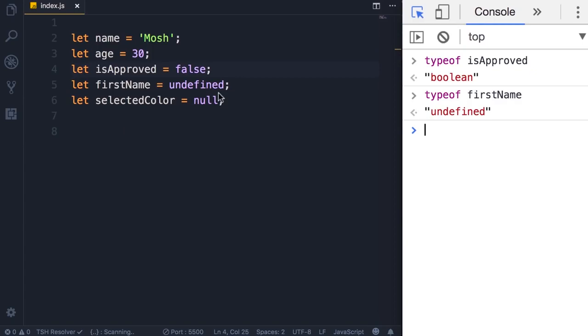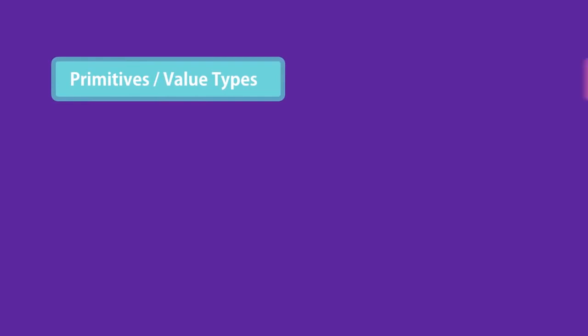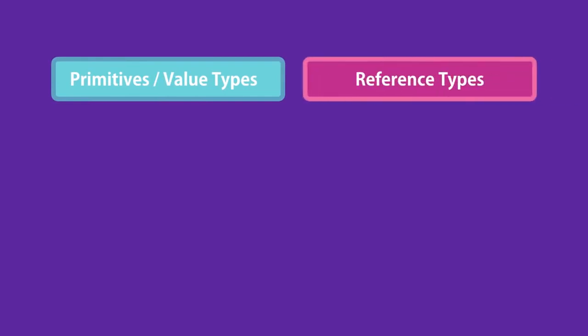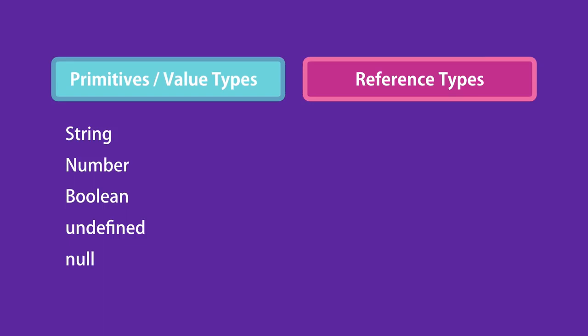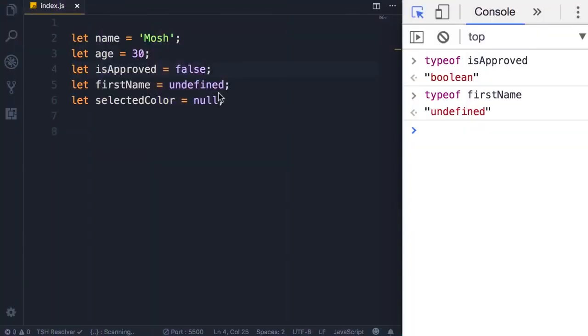What does this mean? Well, earlier I told you that we have two categories of types. We have primitives or value types and reference types. In the primitive types category, we have strings, numbers, booleans, undefined, and null. So undefined is actually a type, but is also a value. In this example, because we have set first name to undefined as a value, its type is also undefined.